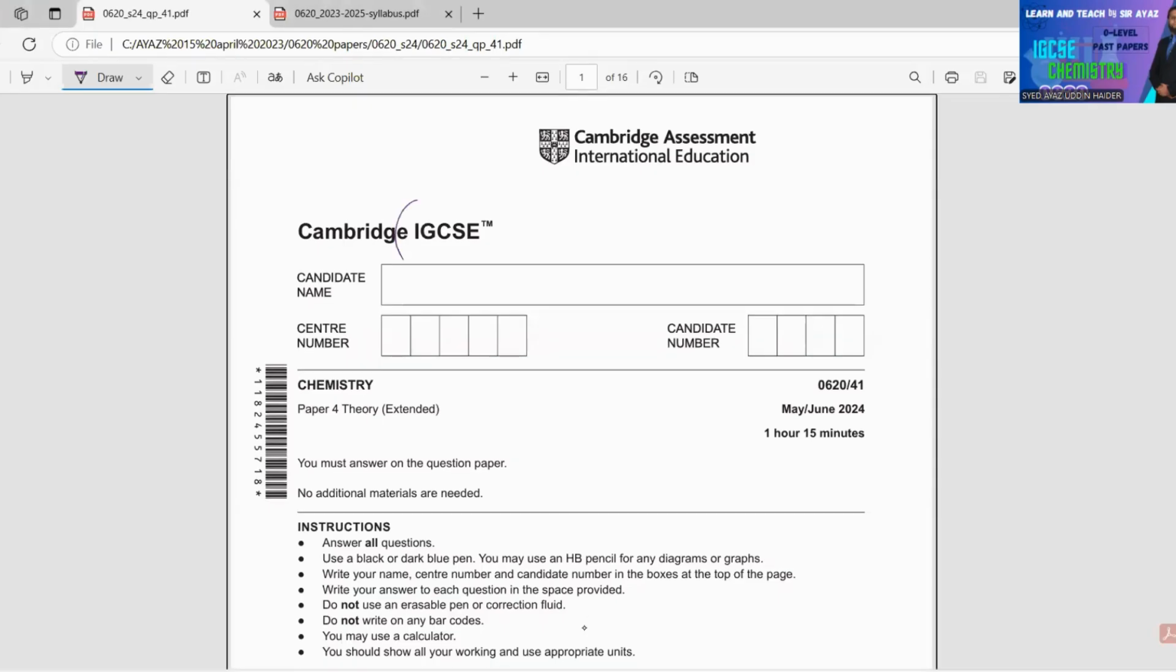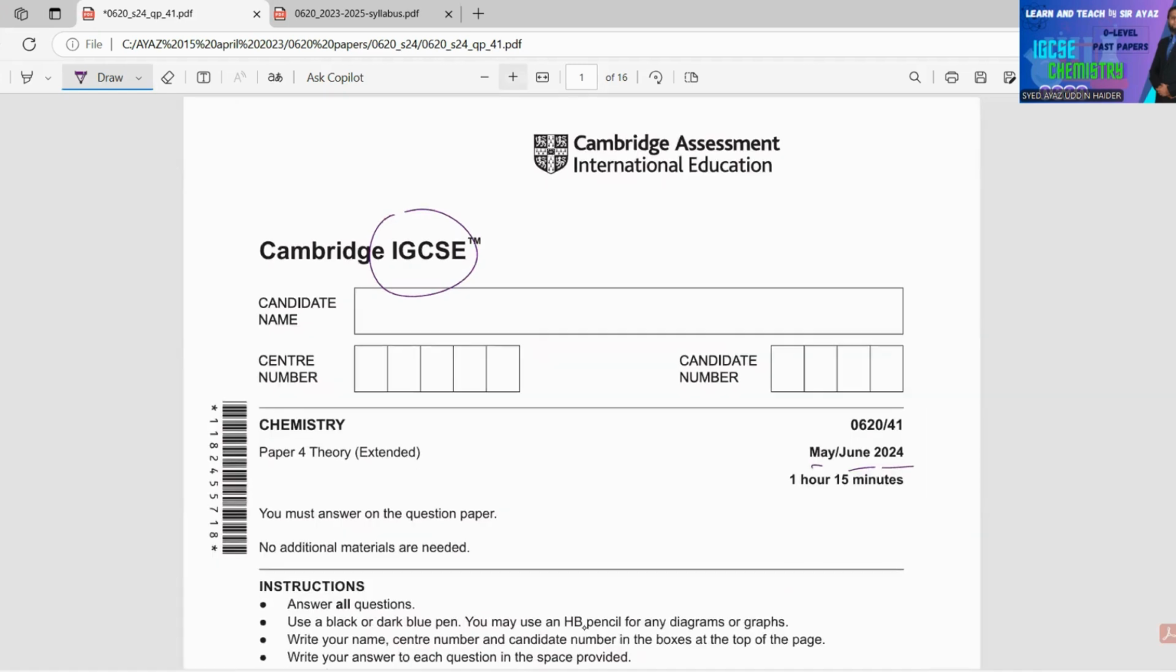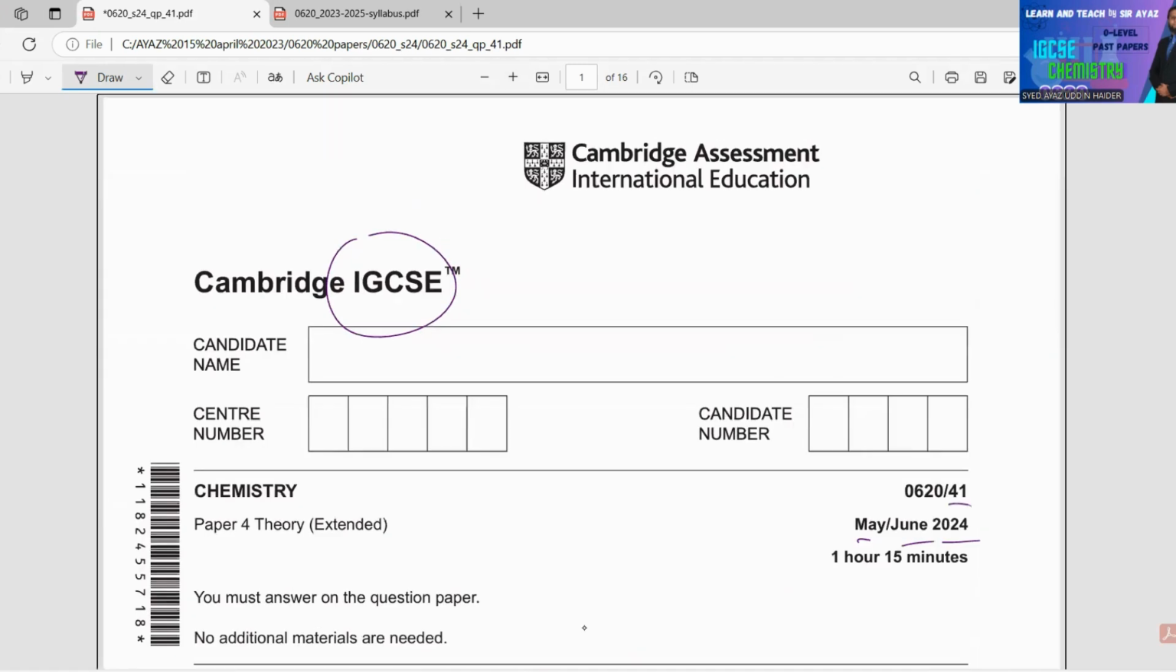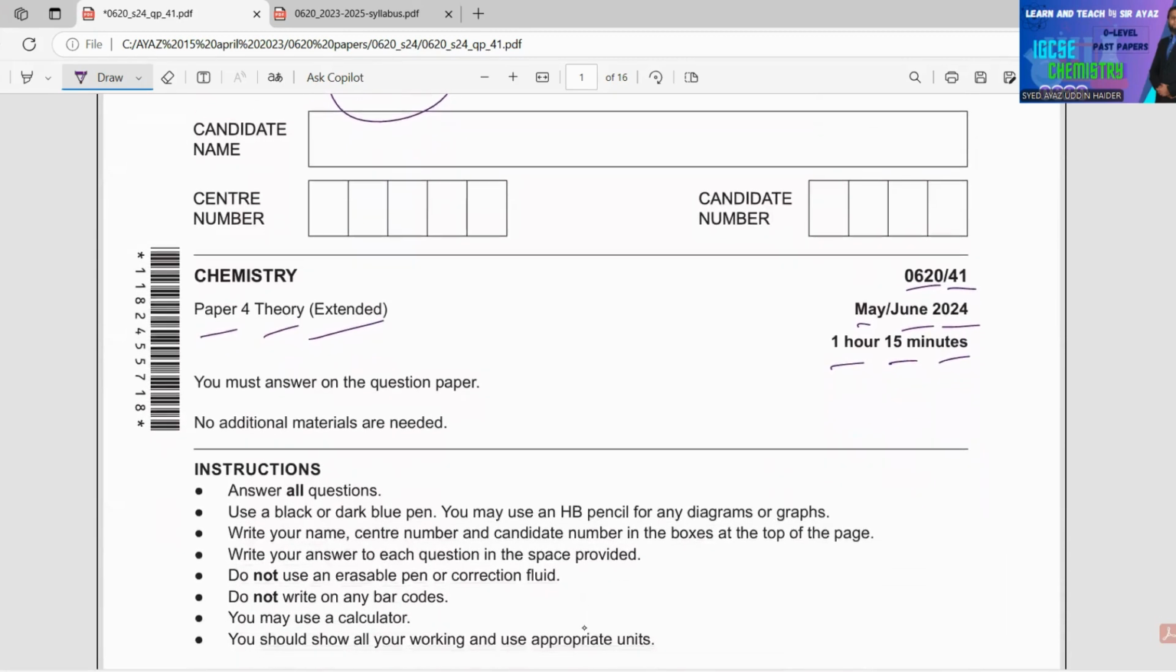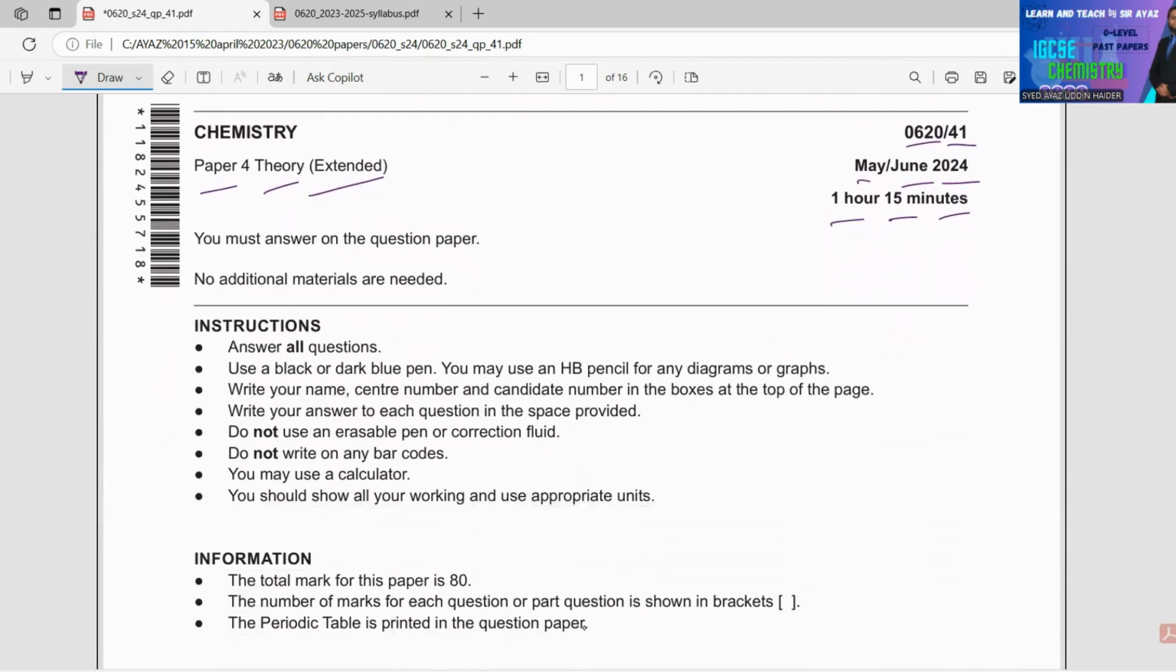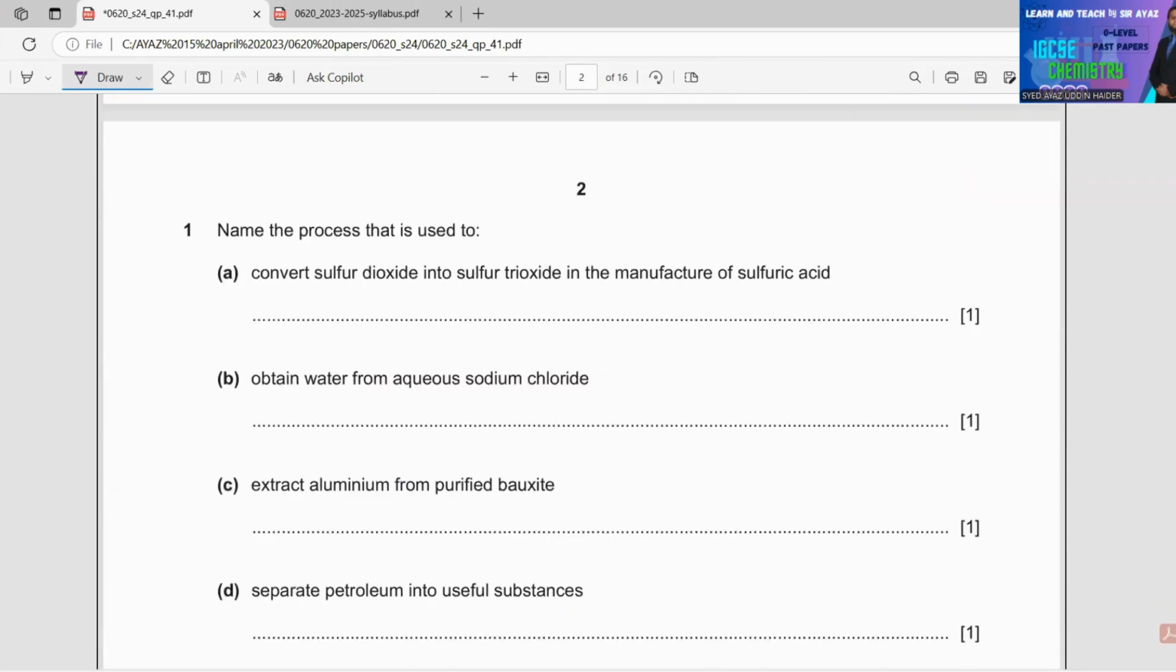I'm continuing my past paper session, and this time I have selected IGCSE, May/June 2024. Variant is 41. You know the code, which is 0620. It's paper 4, theory standard, and it's of 1 hour 15 minutes. You have to answer all the questions. You can use a calculator in this paper. The total mark for this paper is 80. Periodic table is printed in the question paper. So let's start the paper.